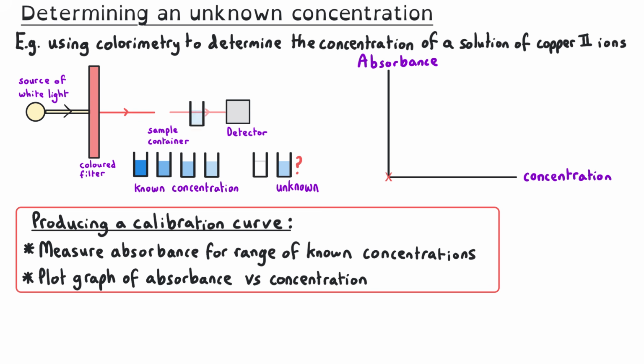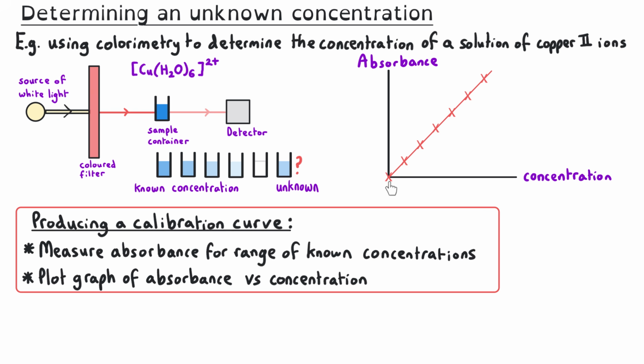And then we would substitute this sample container for one containing hexa-aqua copper 2+ with a known concentration, and we would measure that absorbance. And then we would substitute this out for a different concentration of copper 2+, measure that absorbance, and then another one, and another one, and we would keep repeating this until we have enough data to see the trend line for our graph of absorbance versus concentration, and we would connect those points with a line of best fit that needs to go through the origin, because if our concentration is 0, the absorbance should be 0.